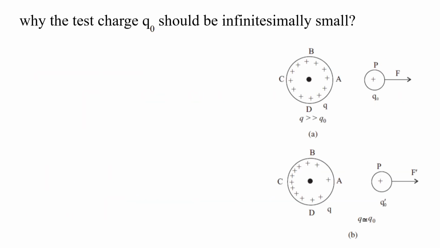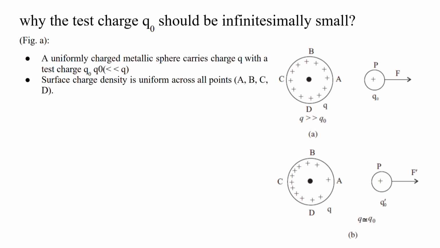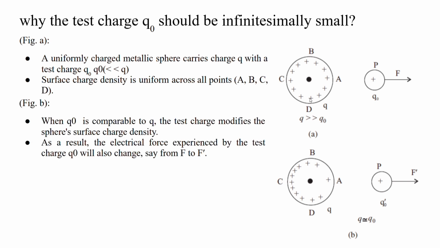Okay, so why should the test charge Q0 be infinitesimally small? Let's consider both the cases to understand this. Consider figure A, where a uniformly charged metallic sphere with charge Q is placed and the test charge Q0 is infinitesimally small. It means that the charge density per unit area is the same around A, B, C, D in the sphere Q. And the test charge Q0 measures the force F without disturbing the charge distribution on the sphere. Now consider figure B.